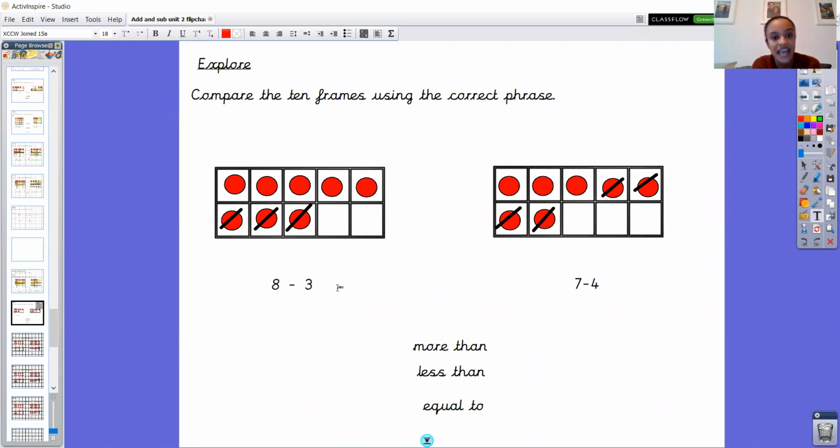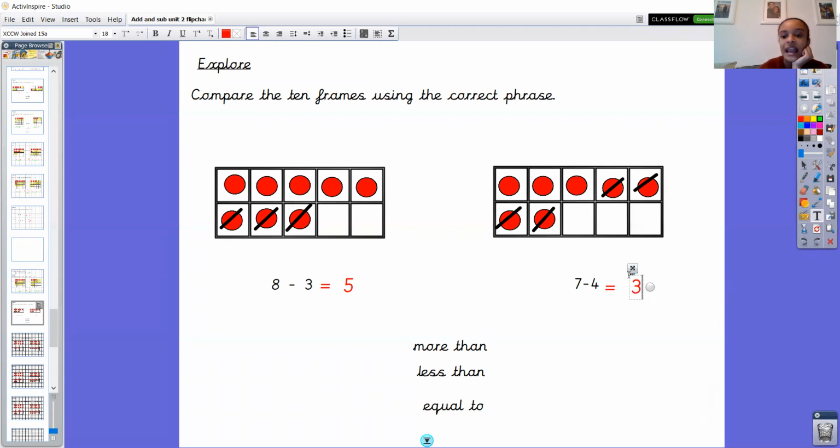So the number sentence is 8 take away 3. I'm going to count how many are left. 1, 2, 3, 4, 5. So 8 take away 3 equals 5. And then this one is 7 take away 4. I'm going to count how many are left. 1, 2, 3. So the answer to 7 take away 4 is 3.